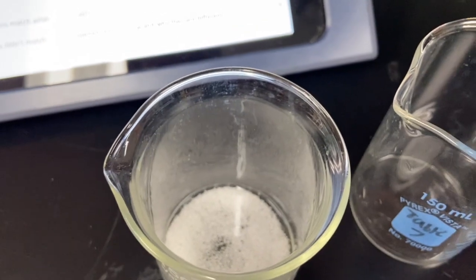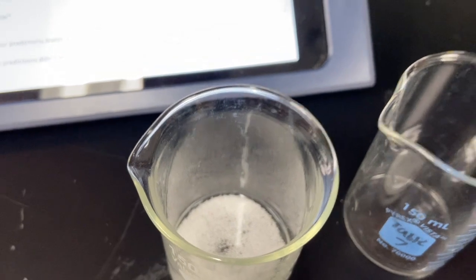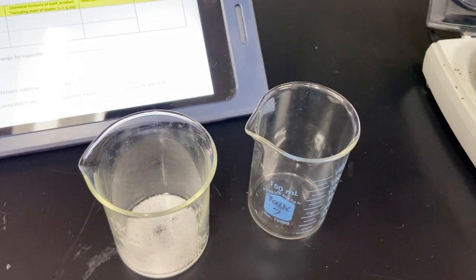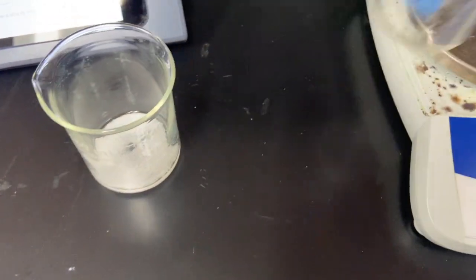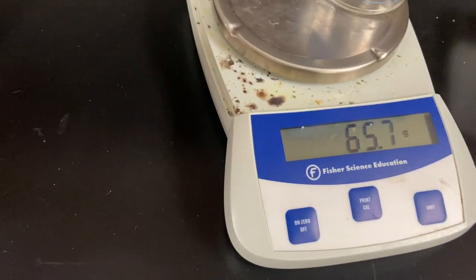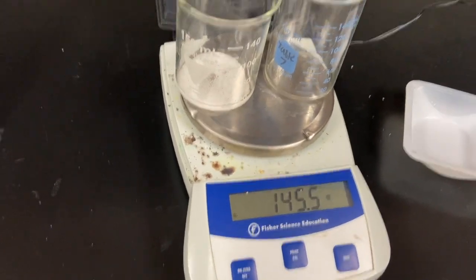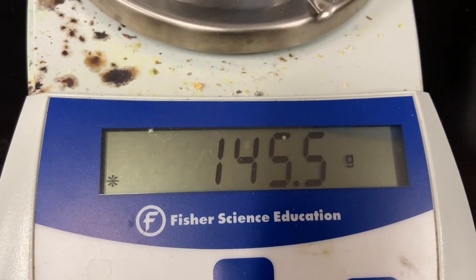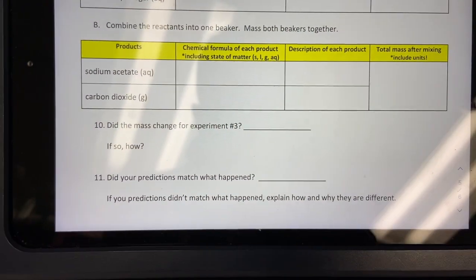So the bubbling and fizzing means a gas was released. Okay, so let's see if we can get in focus. There we go. We're going to take the mass of these now. All right, here we go. Pulling these over to the scale. All right, so here's the new mass. You want to compare that to the old mass. So you're filling in that number into the total mass after mixing, and then compare that to your prediction.